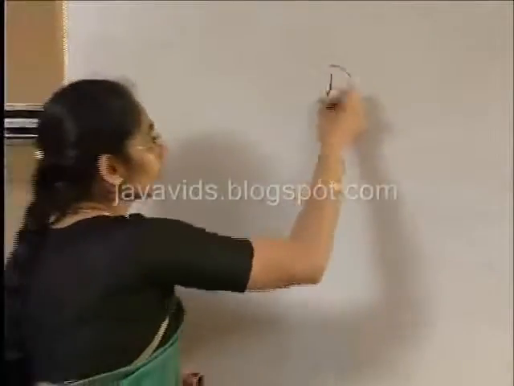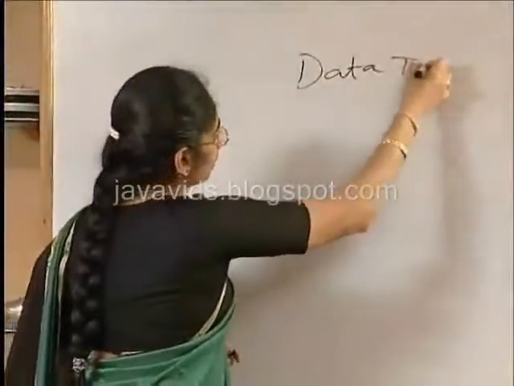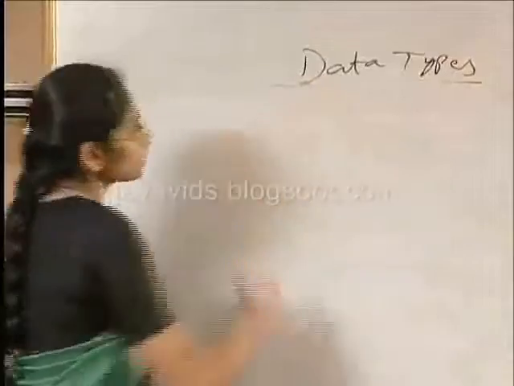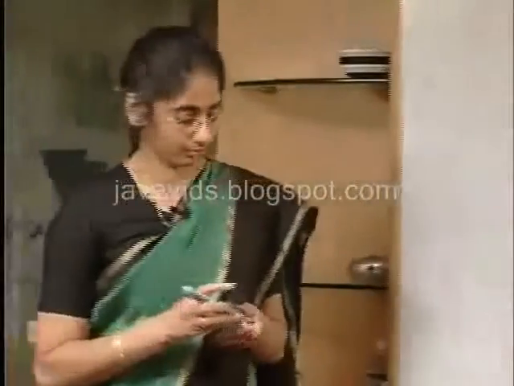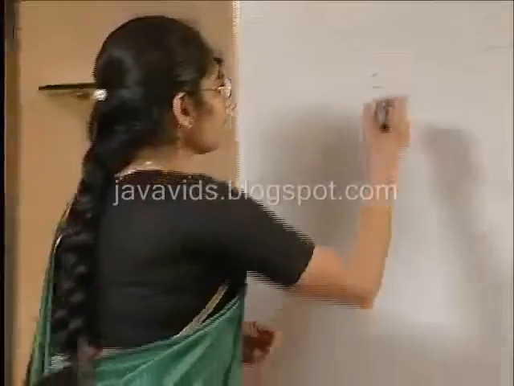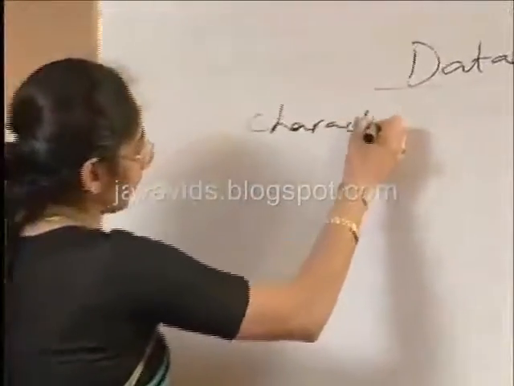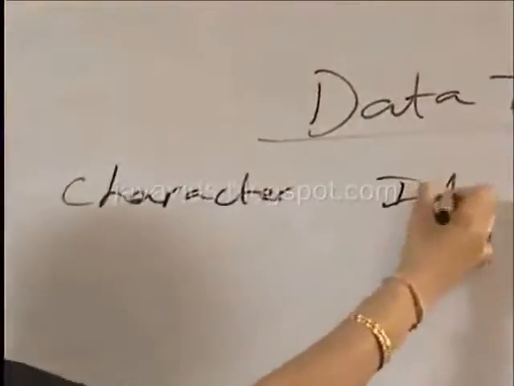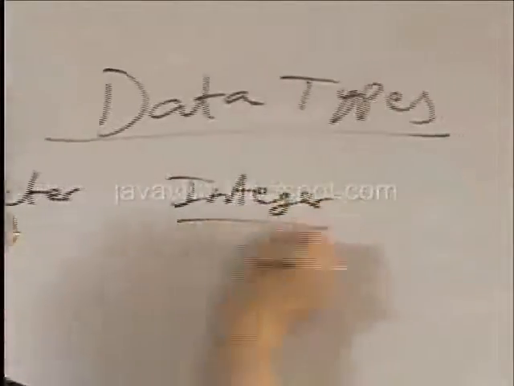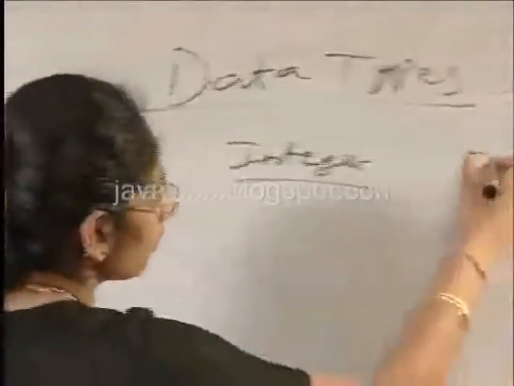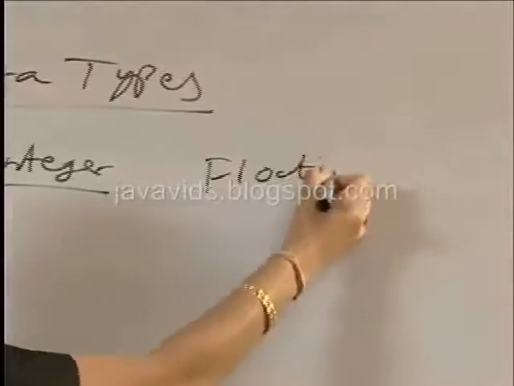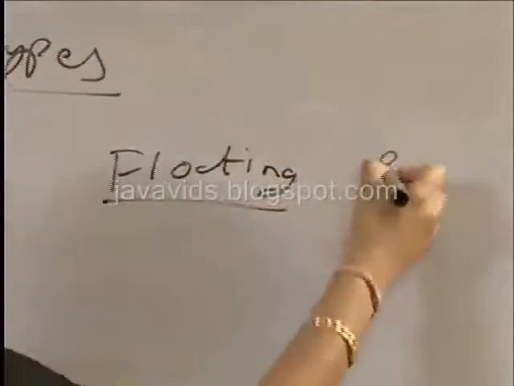So let's now look at what are the different data types and modifiers available in Java. So first let's look at the data types. We have the character data type, integer types, floating, and Boolean.